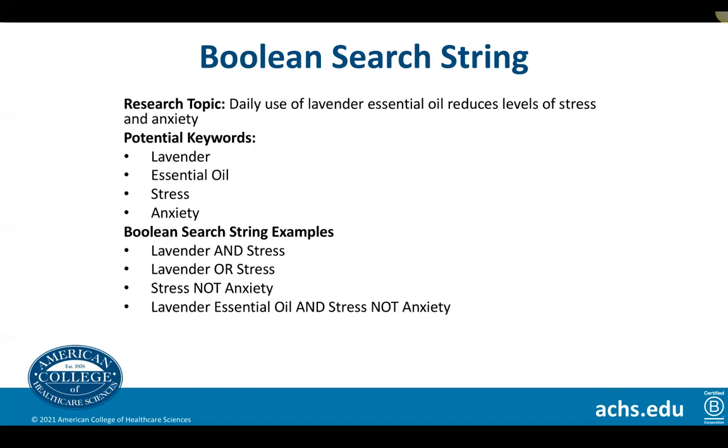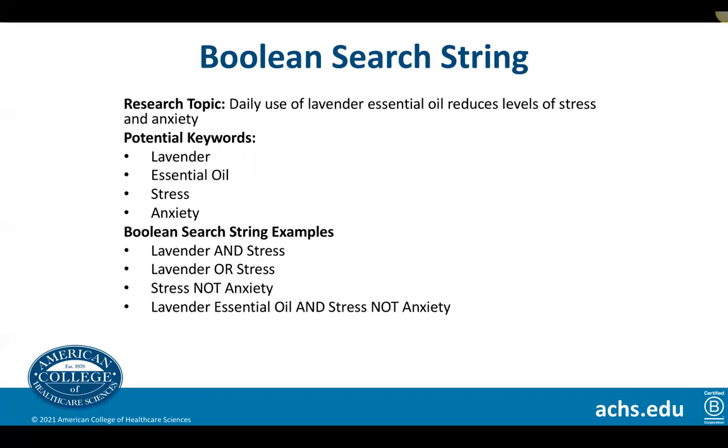So for example, if I were to use the same research topic, the daily use of lavender essential oil reduces levels of stress and anxiety. With my potential keywords, lavender essential oil, stress, anxiety, I can string together a few different search string examples using the Boolean operators and, or, and not. Searching for lavender and stress will narrow my search results to show articles on lavender and stress combined together.